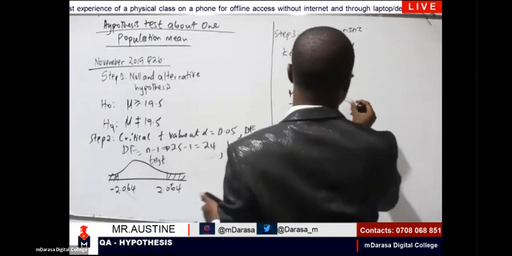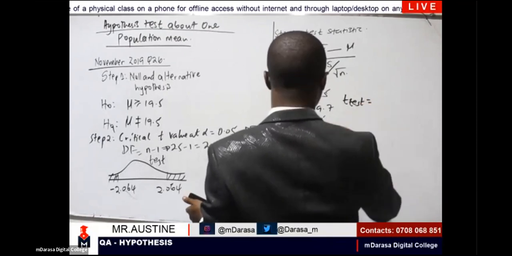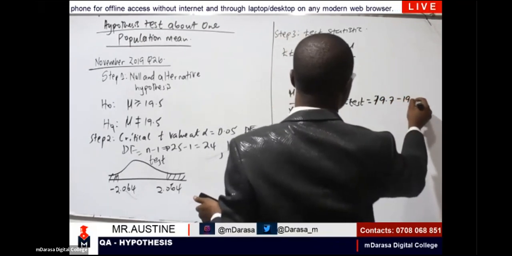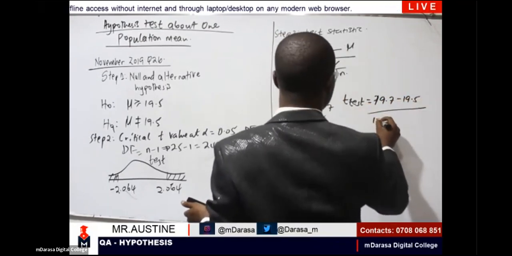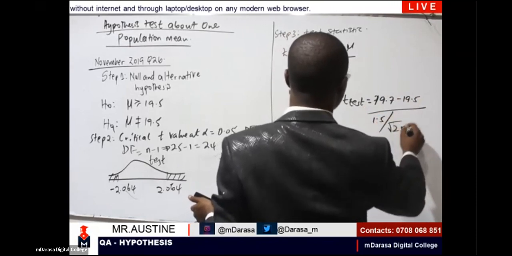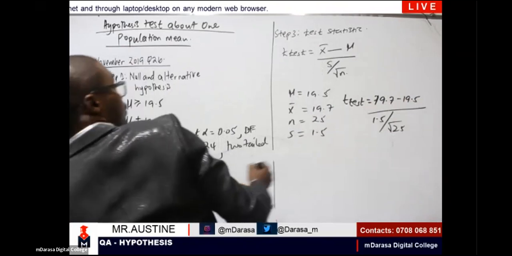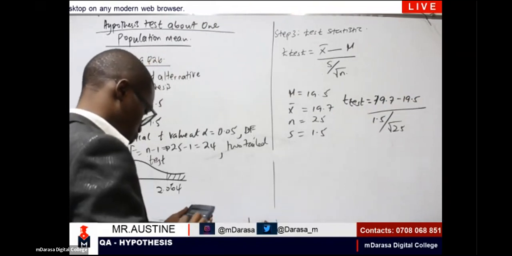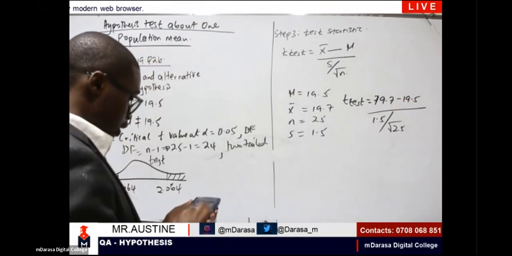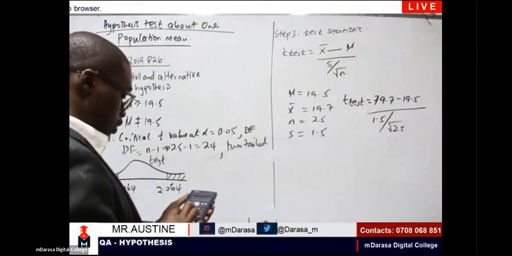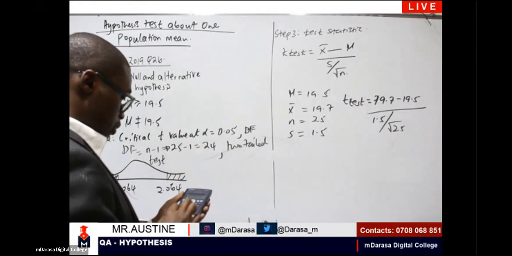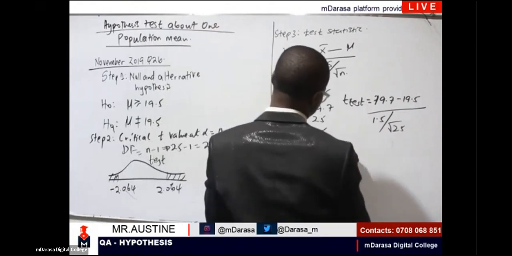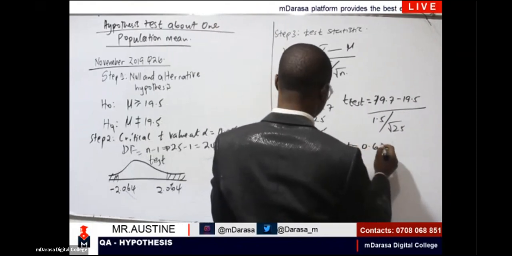So the t-test will be 19.7 minus 19.5 over 1.5 over the square root of 25. That is 1.5 divided by 5, then 19.7 minus 19.5 divided by the answer. So we find our t-test to be 0.667.